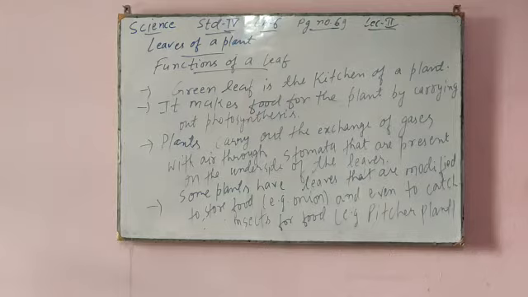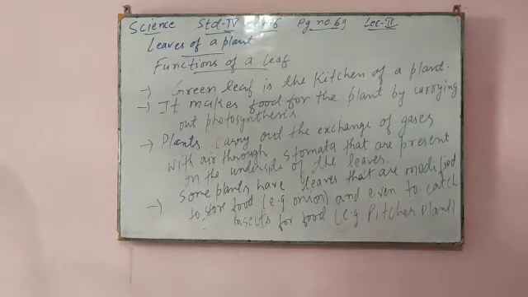Now next, some plants have leaves that are modified to store food, example onion, and even to catch insects for food, example pitcher plant. Here insects work as food for the pitcher plant. So the function of the leaf is completed.